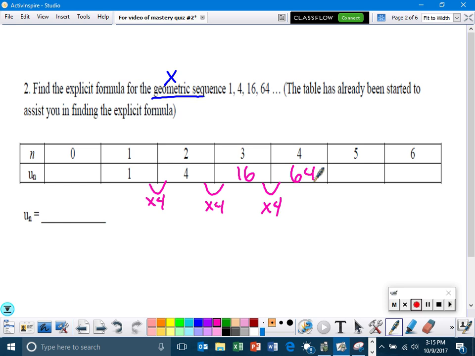times 4 again. That would be 256, times 4 again, and that would be 1024. Make sure you fill in the table completely. Now, we're going to go backwards. Now remember, when we're going backwards, the opposite of multiplying is dividing. So when we go backwards, we are going to take the 1 and divide it by 4. Okay? 1 divided by 4 is 1/4.